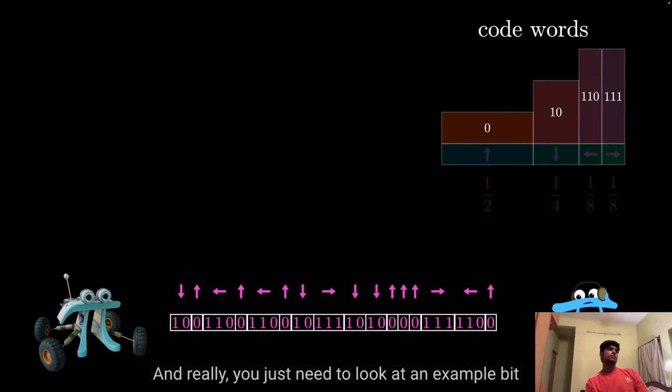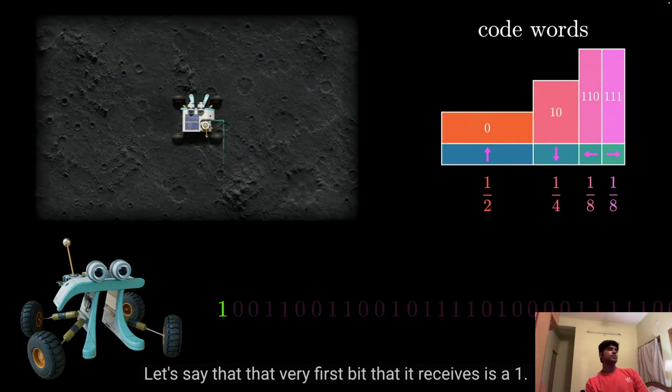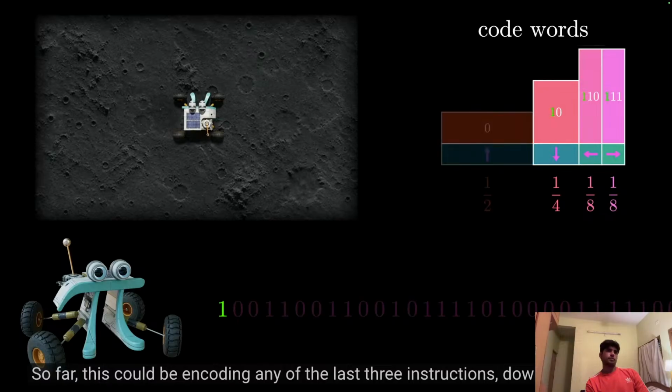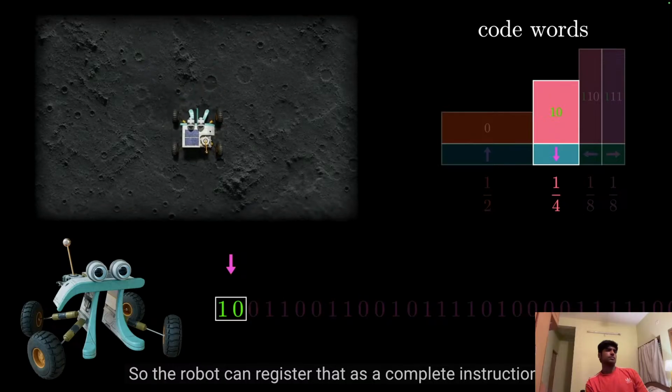And really, you just need to look at an example bit stream from the robot's perspective and think it through. Let's say that very first bit that it receives is a 1. So far, this could be encoding any of the last 3 instructions, down, left, or right. If what follows is a 0, then it can only be down. There is no other possibility, so the robot can register that as a complete instruction.